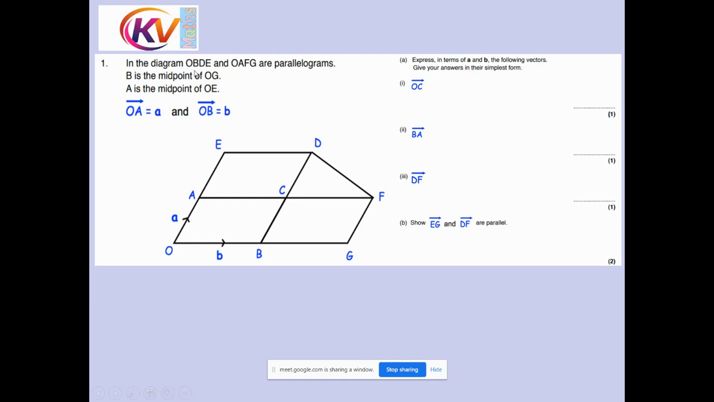However, because the question has told us that we have two parallelograms in the diagram, OBDE and OAFG, we know that these parallelograms here are the same.